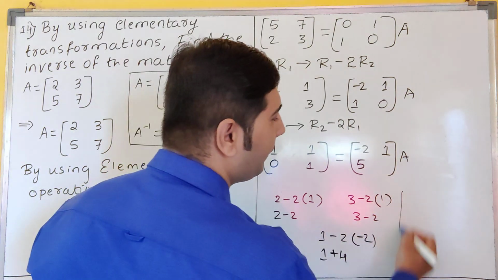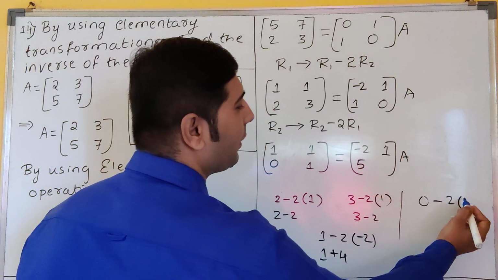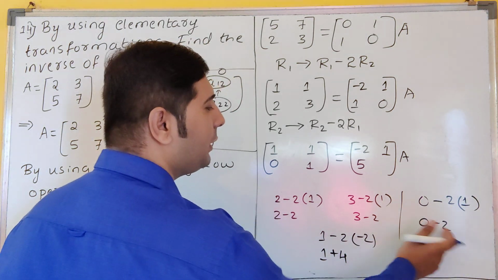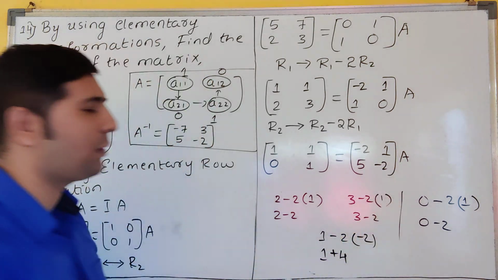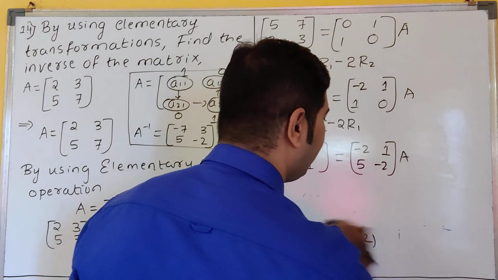So next, R2 is 0 minus 2 into R1, which is 1. So 0 minus 2 into 1 is minus 2. 0 minus 2 is how much? Minus 2, dear students. I hope it is clear. So I can erase this.